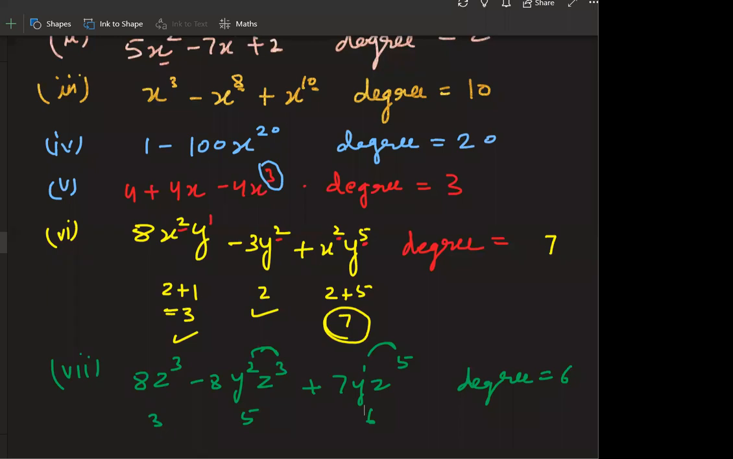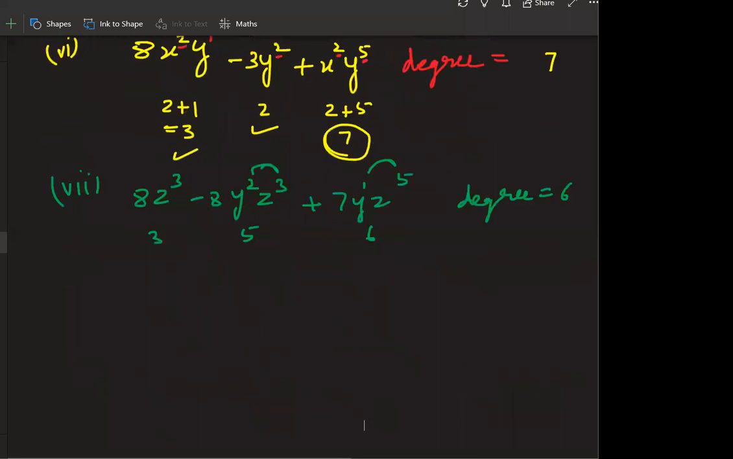Okay, so students, the time is up. Only one question is left, but you will do this question on your own. Fine. Okay, students. So this chapter algebra is now finished, and I hope कि आपको ये chapter अच्छे से समझ में आया होगा. So I'll meet you in the next class.